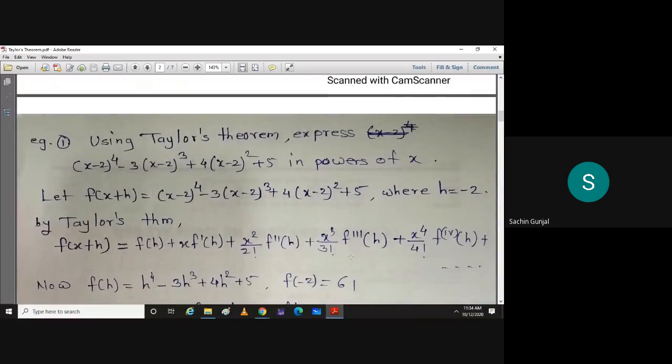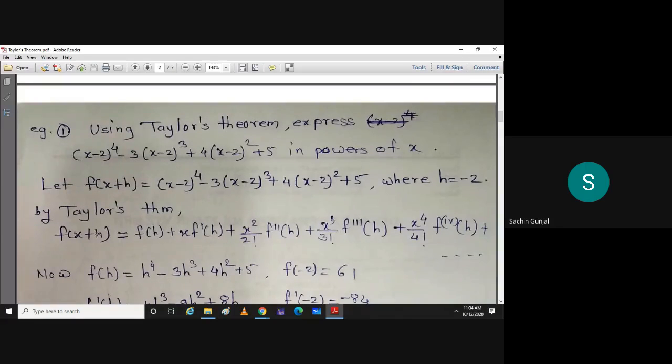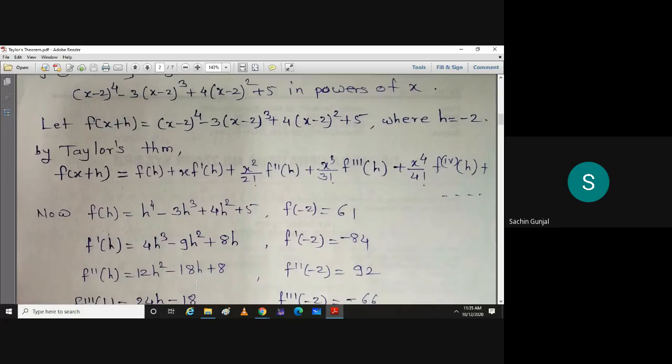Fine. So we want the expansion of f of x plus h in powers of x. So this is the statement: f of h plus x into f dash h plus x square by 2 factorial into the second derivative at h and so on. So f of h is h raised to 4 minus 3h cube plus 4h square plus 5. Its value at minus 2 is 61. Then the derivative is 4h cube minus 9h square plus 8h. Its value at minus 2 is minus 84.